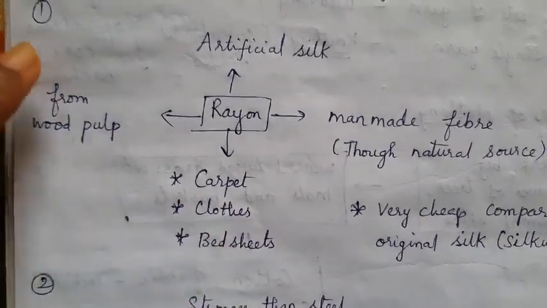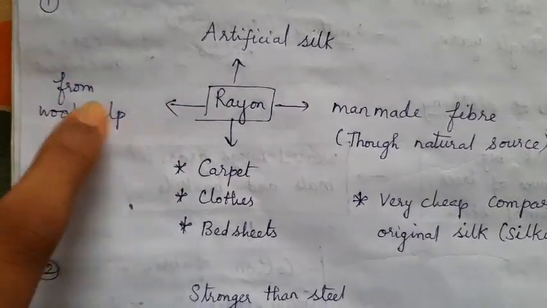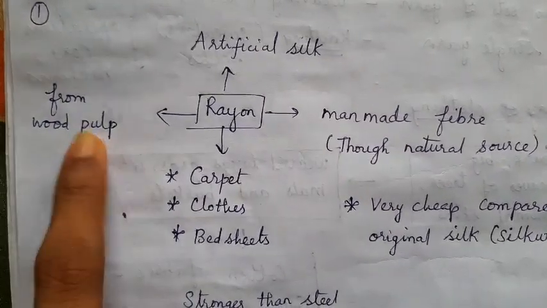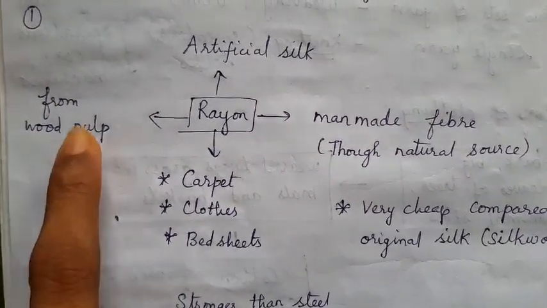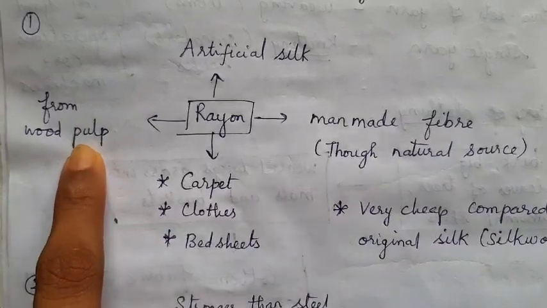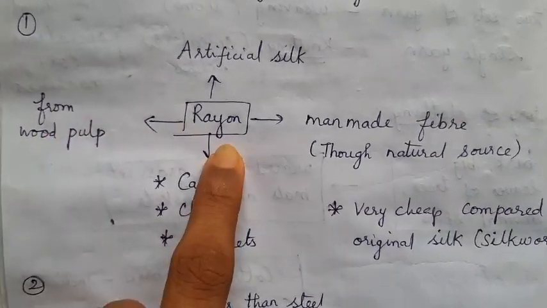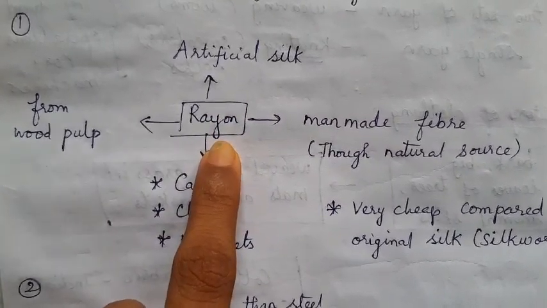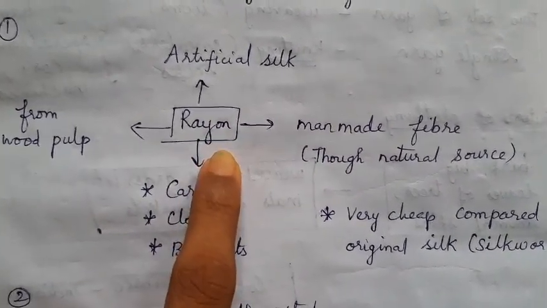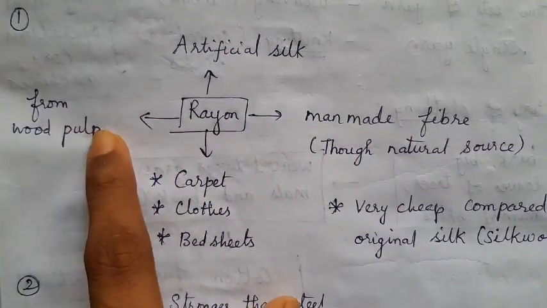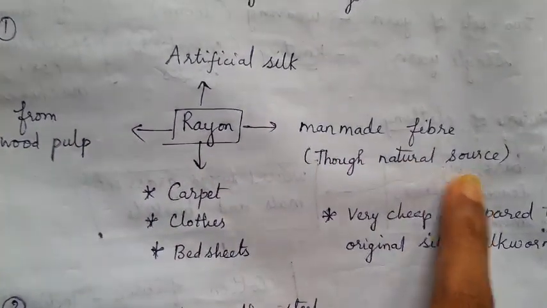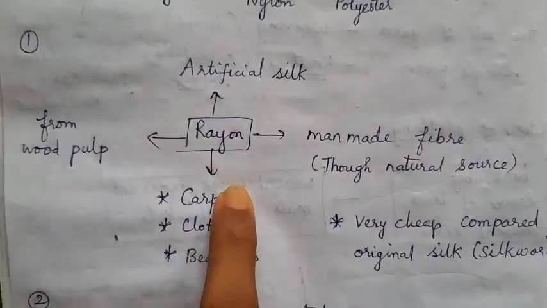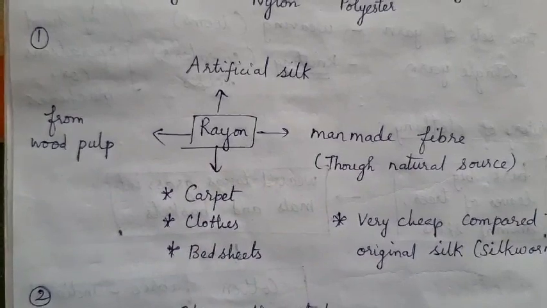From where am I getting the rayon? From the wood pulp. Now you may question me that, ma'am, wood pulp is a natural object. No ma'am, trees are a natural thing. So if rayon is obtained from the wood pulp, is rayon a natural fiber? You may get this question, but the answer is no. Though it is obtained from the wood pulp, though it has a natural source, it was prepared by the man, not directly. How do you get your cotton fibers?